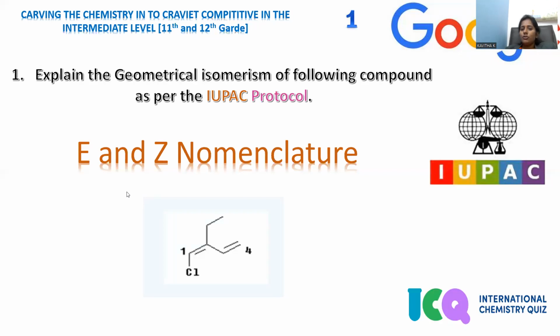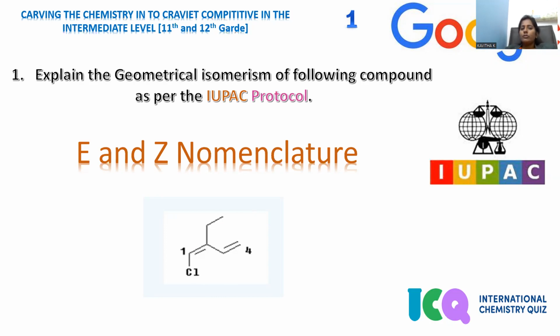Explain the geometrical isomerism of the following compound as per the IUPAC protocol. IUPAC stands for International Union for Pure and Applied Chemistry. Here is the compound provided. We need to assign the geometrical isomerism.